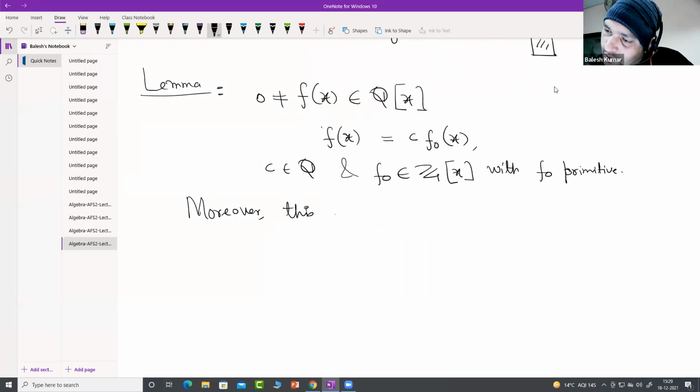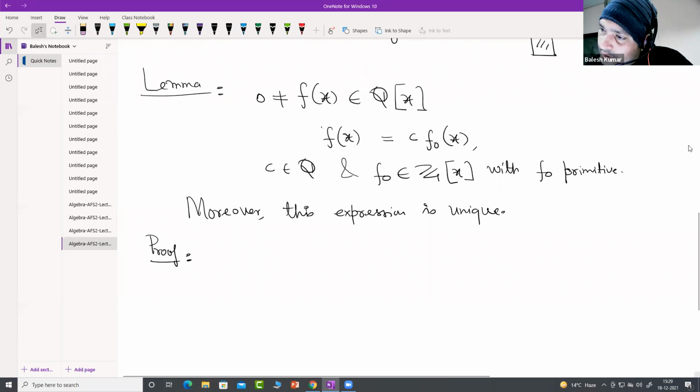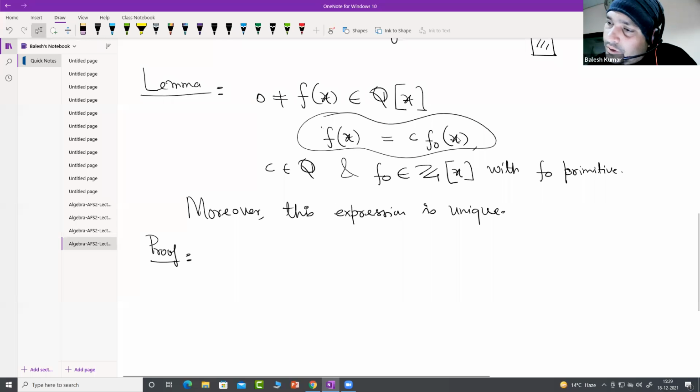This expression is unique. Of course, so let us try to see. The proof is very straightforward. So can anyone of you start proving how we can write this thing? I have already given the hint. So maybe can I ask some of you, can you prove how we will proceed?